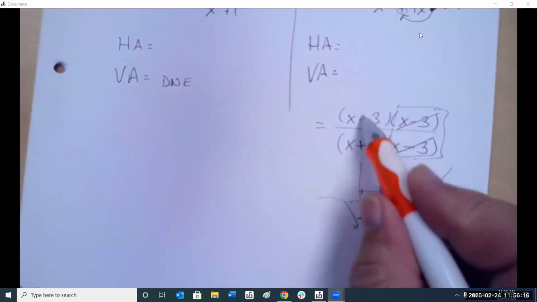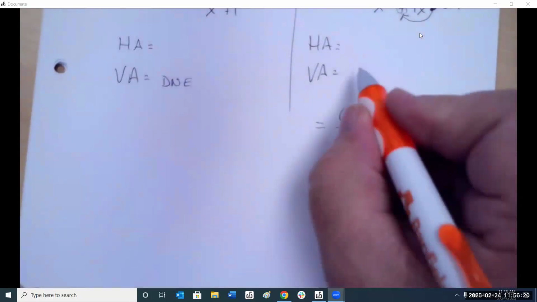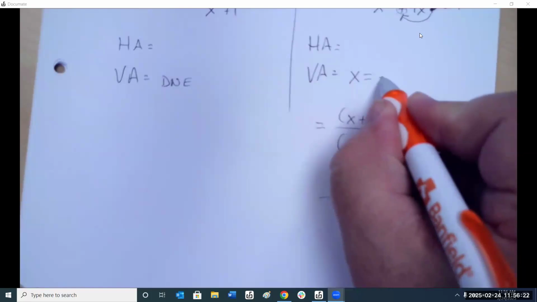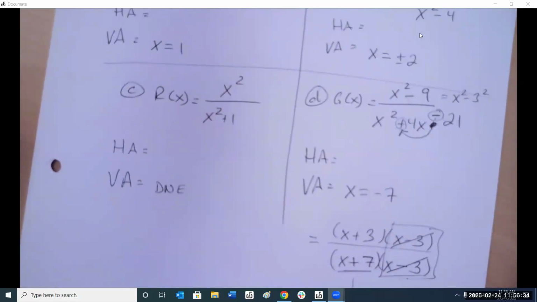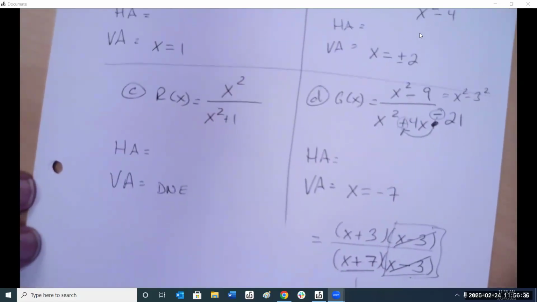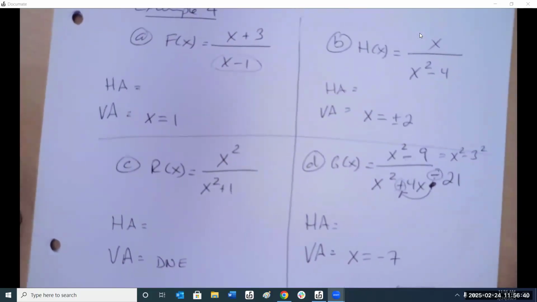Now, this is the graph that we look at. So here, our vertical asymptote is at x equals -7, because that's the only one that's going to give us an asymptote. Now, for horizontal asymptotes, what do you remember from algebra? Horizontal asymptotes.